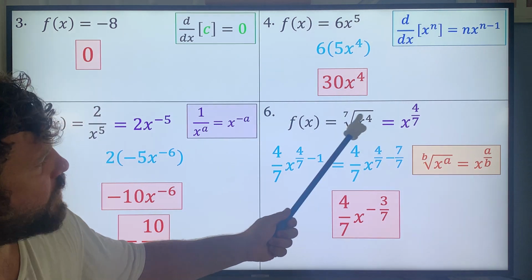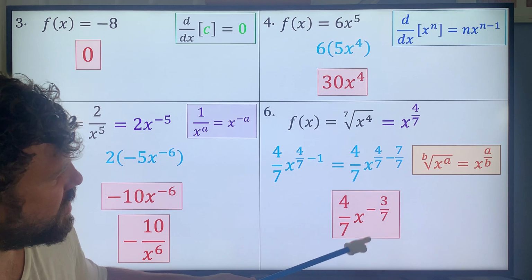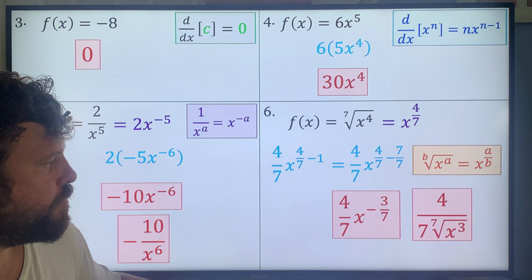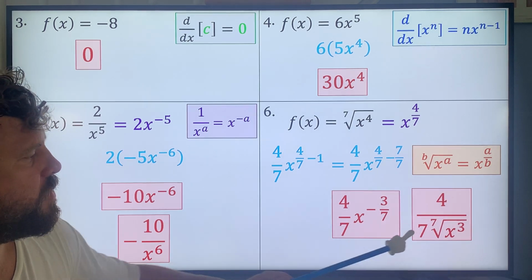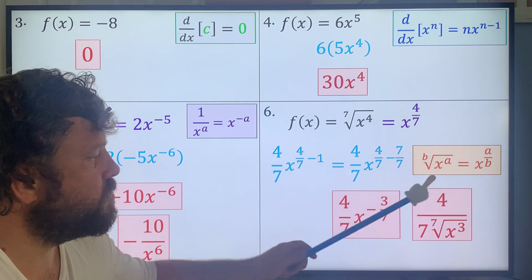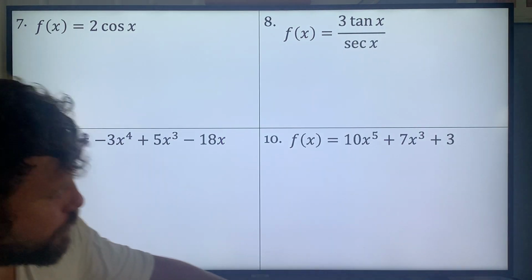All right, if you want to put it back in this form, this would be 4/7. Since this is negative, it goes in the denominator, x to the 3, and it would be the 7th root of that. All right, either way, writing it is acceptable. Got it? All right, let's do some more.